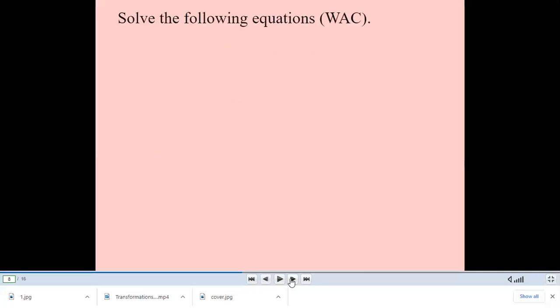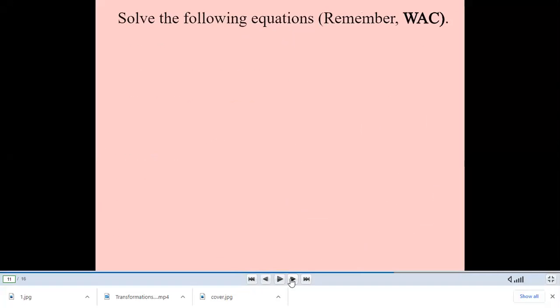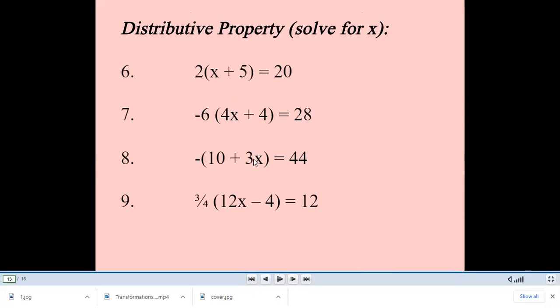Okay, so we will go back to another question. We have this type of questions. 2x plus 5 equals 20. What do you notice here in this question, grade 7? What do you notice in this question? 2 and then parentheses, x plus 5 equals 20.